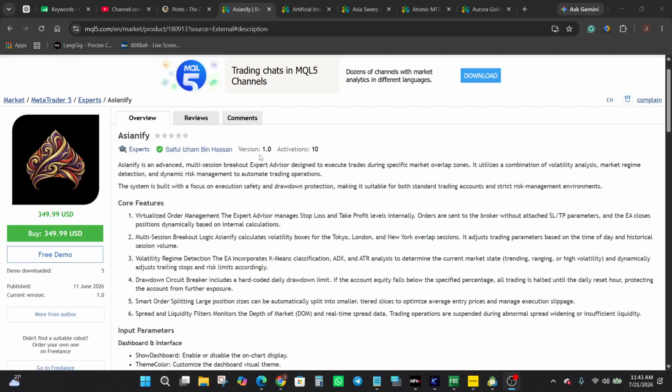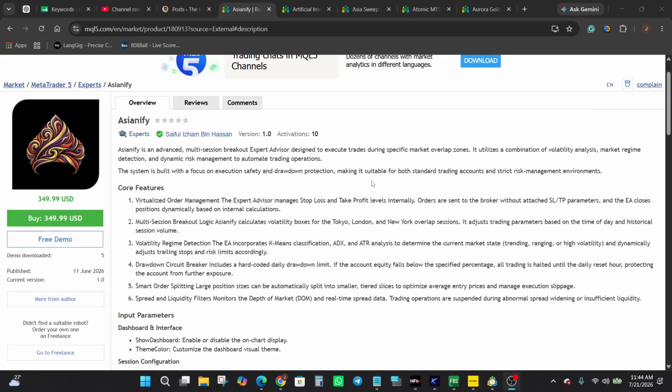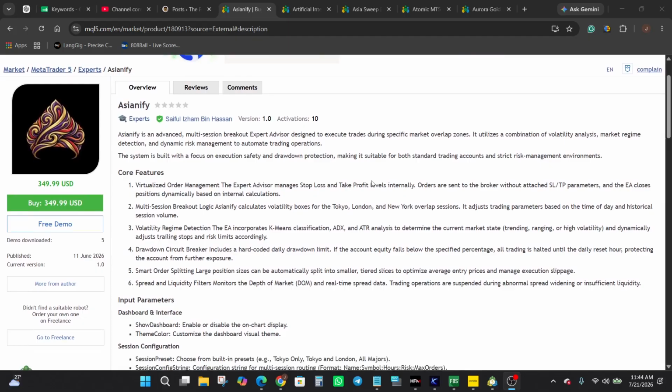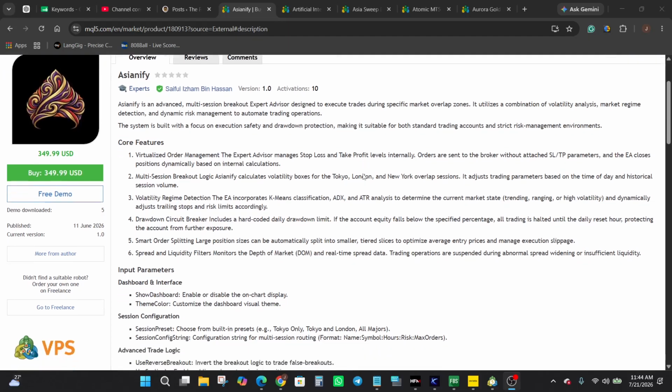Now, looking at the marketplace description, Asianify is built as a multi-session breakout system. It is designed around the Tokyo, London, and New York overlap zones using volatility analysis and market regime detection to decide when and how to trade. The listing emphasizes execution safety and drawdown protection, which tells me this developer is thinking about risk containment, not just entries. A few features stood out on this page.